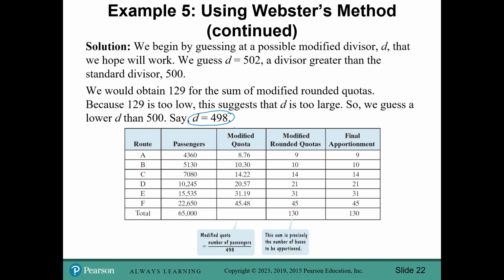Remember, your threshold for rounding up and down in a standard case is .5. At .5, we round up. At .4, we round down. So we're looking at 14.22, which rounds down to 14. 20.57 rounds up to 21. 31.19 rounds down to 31. And 45.48 rounds down to 45. If we add all those together, we get the 130 that we want, so our final apportionment is the modified rounded quotas for the Webster method in this case.